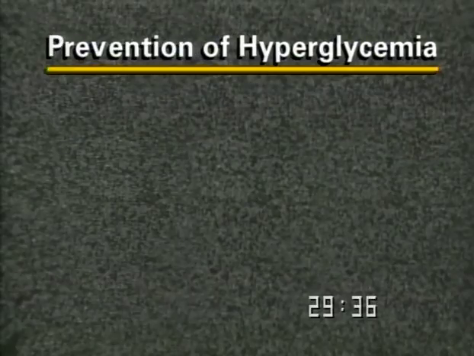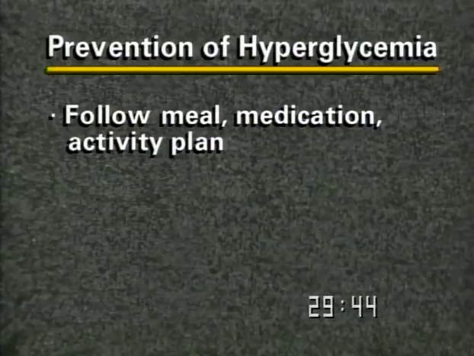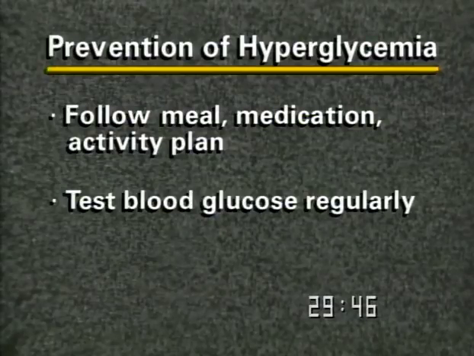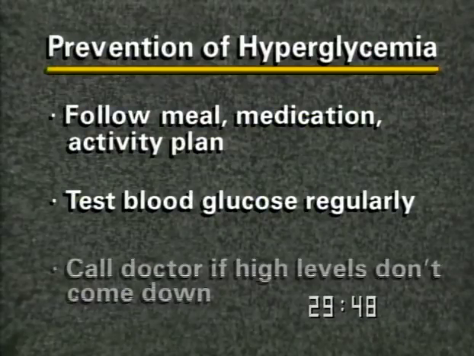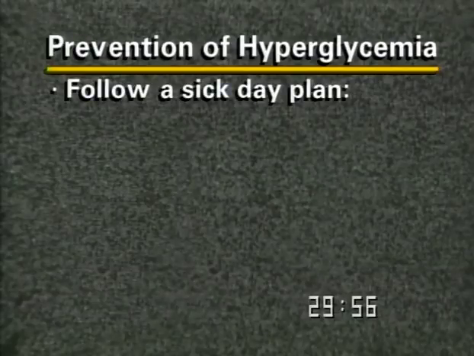Because hyperglycemia happens slowly, these measures can help the diabetic patient prevent it. Follow the prescribed meal, medication, and activity plan properly. Test blood glucose regularly. Look for a pattern of high blood glucose levels and call the doctor if the levels do not come down. Follow a sick day plan.